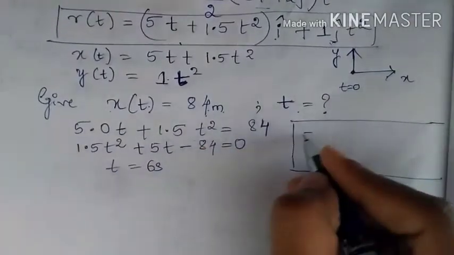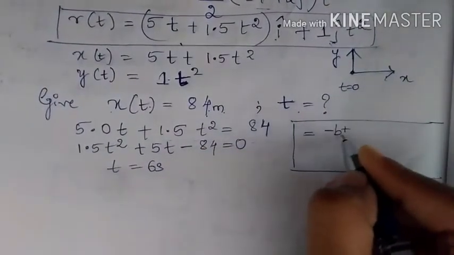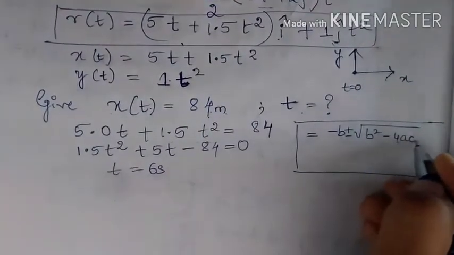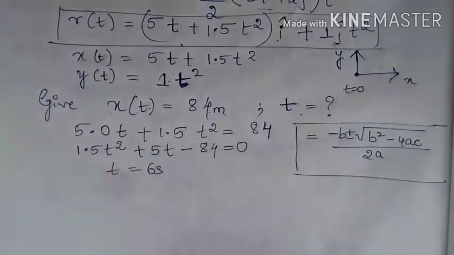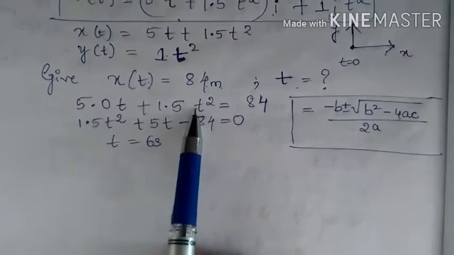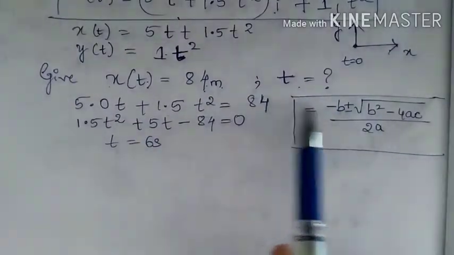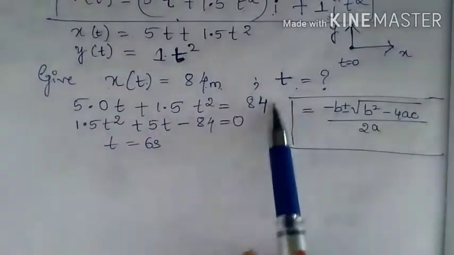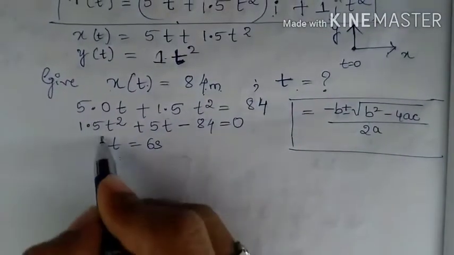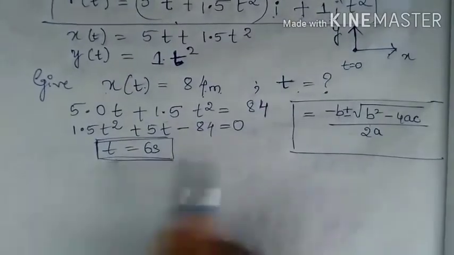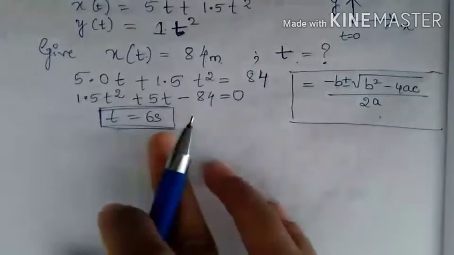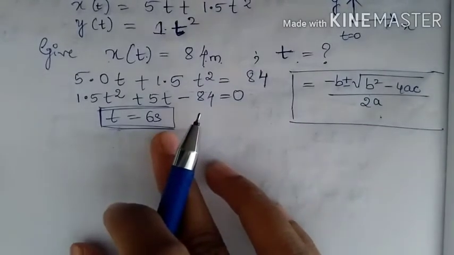So how to solve this? Minus b plus or minus root over b square minus 4ac divided by 2a. In your 10th class you might have learned how to find the roots of a quadratic equation. There you might have used this formula. Use this formula and find what is t. So t will come as 6 seconds. If you solve this equation, you will get t is equals to 6 seconds.